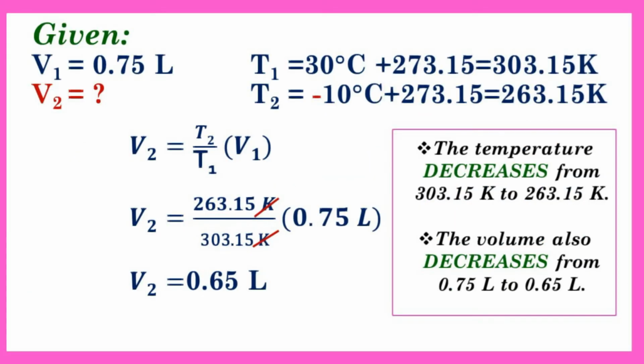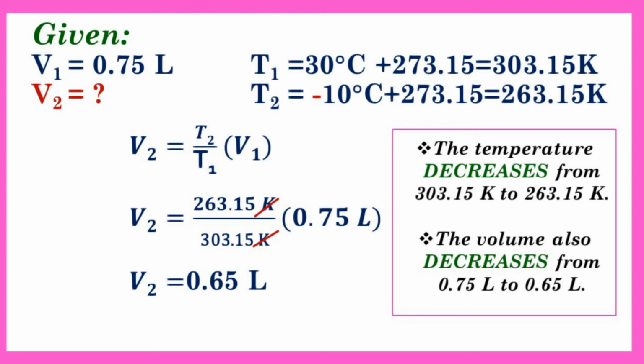T1, which is 30 degrees Celsius, is equal to 303.15 Kelvin. T2, which is negative 10 degrees Celsius, is equal to 263.15 Kelvin. The formula for V2 is equal to T2 over T1 times V1. Let us substitute. T2 is equal to 263.15 Kelvin, T1 is 303.15 Kelvin, and V1 is equal to 0.75 liter. So, the final volume is equal to 0.65 liter.